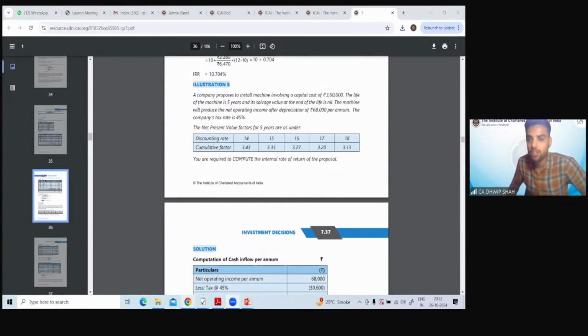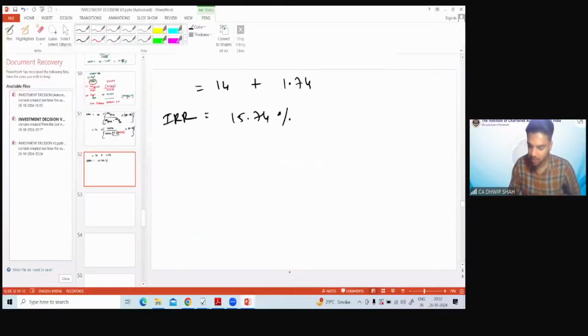Maximum earning capacity of the project. See, at IRR, NPV is zero, means no profit, no loss situation, means break even. So break even is what? Maximum earning capacity.